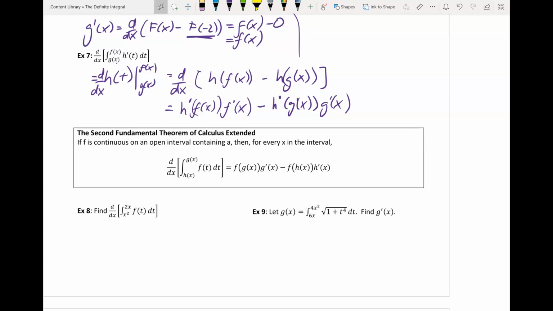For the first example, I'm just going to evaluate this step by step, and then in example 9, I will use the theorem. Okay, so for example 8, we want to find the derivative of this integral from x squared to 2x of f of t dt, and we have been given these functions as our bounds. The first thing I need to do is find the antiderivative of f. We can just say that's capital F of t, and then we'll evaluate this from x squared to 2x.